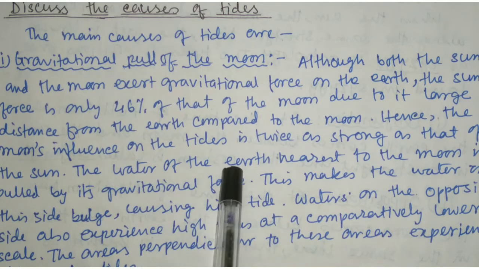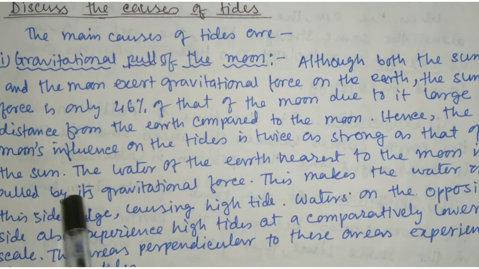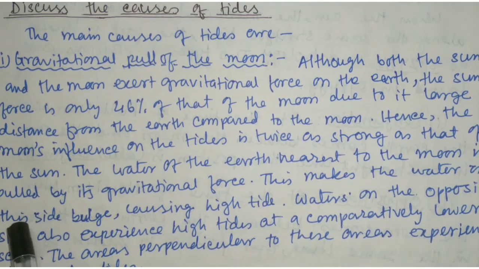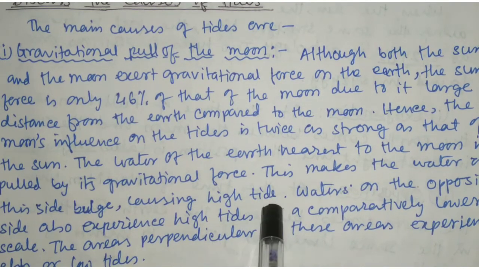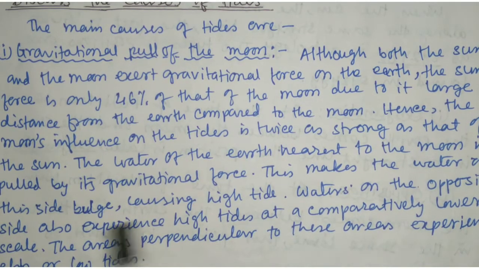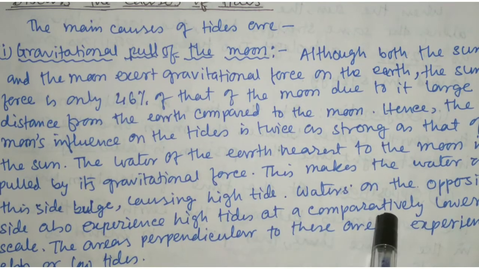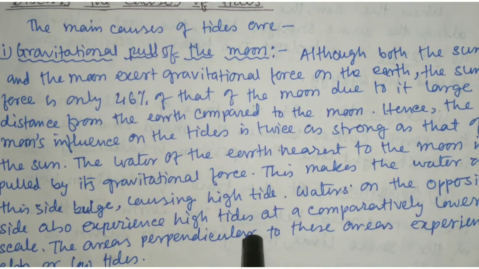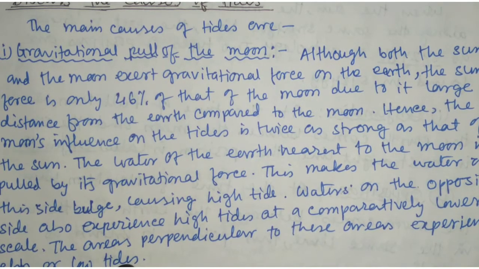The water of the earth nearest to the moon is pulled by its gravitational force. This makes the water on this side bulge, causing high tide. Water on the opposite side also experiences high tide. At a comparatively lower scale, the area perpendicular to these areas experiences ebb or low tide.